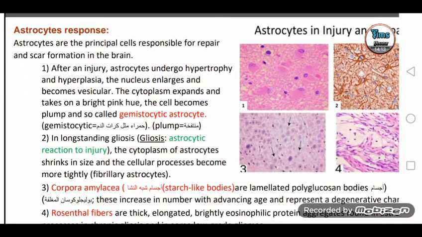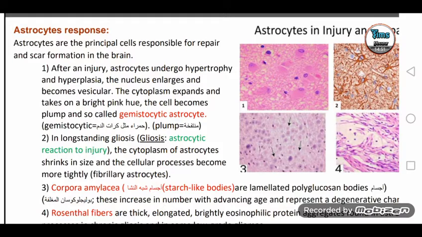First of all, in the early gliosis, as we said in the first point, it undergoes hypertrophy, hyperplasia, the nucleus enlarges, and the cytoplasm expands. Basically, the cell becomes larger. But in long-standing gliosis, later on, the cytoplasm of astrocytes shrinks in size. It becomes smaller, and the cellular processes, the astrocytes have cellular processes.